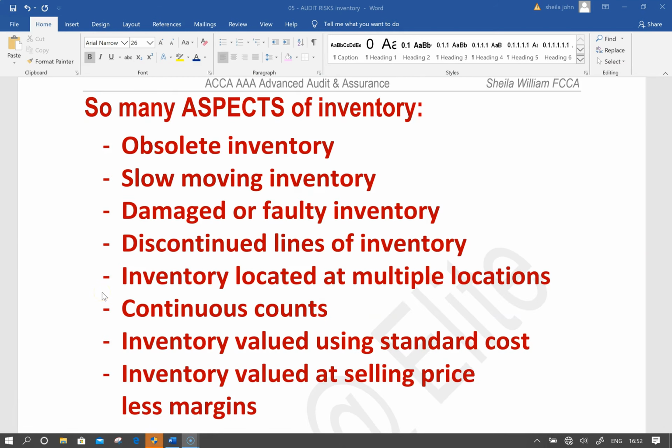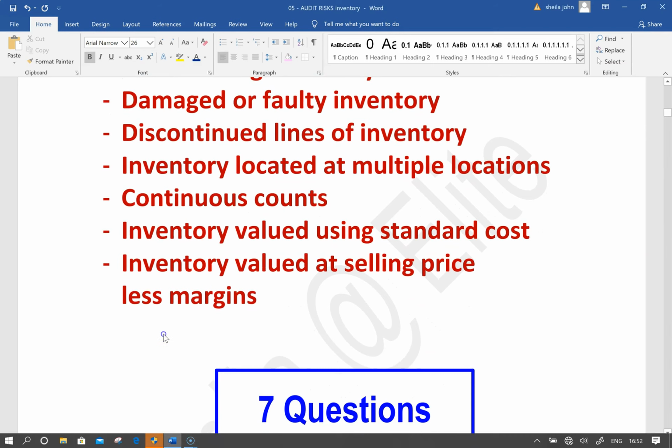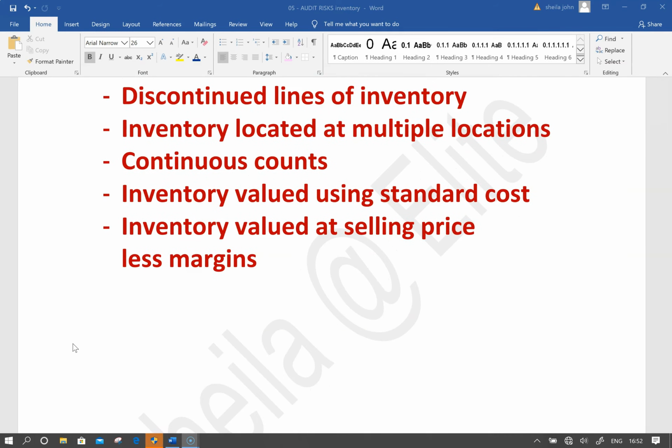There are so many aspects of inventory that can actually appear in your question 1. You could have a situation of obsolete inventory, slow-moving inventory, damaged or faulty inventory, discontinued lines of inventory, inventory located at multiple locations, continuous counts, inventory valued using standard cost, inventory valued at selling price less margins, which is what happens in a supermarket, right? So the way you write out your answer for each aspect is going to be different.